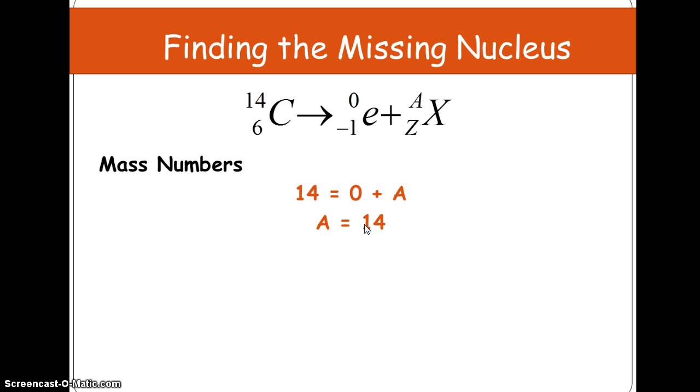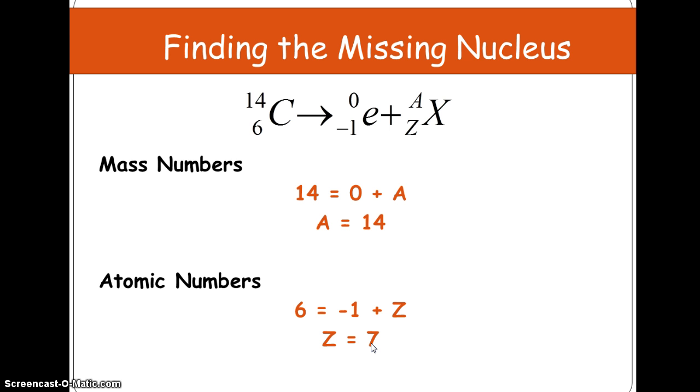Now let's find the atomic number. Again, the atomic numbers are the same on both sides. So we can write this as 6 is equal to -1 plus Z, the atomic number on the right. Now this step's a little tricky because it involves negative numbers. So remember, if we have 6 is equal to -1 plus Z, in order to get Z by itself, we want to add 1 to each side of the equation. So we add 1 to the left, add 1 to the right, and we end up with Z equals 7. So this means our atomic number for this element is going to be 7.